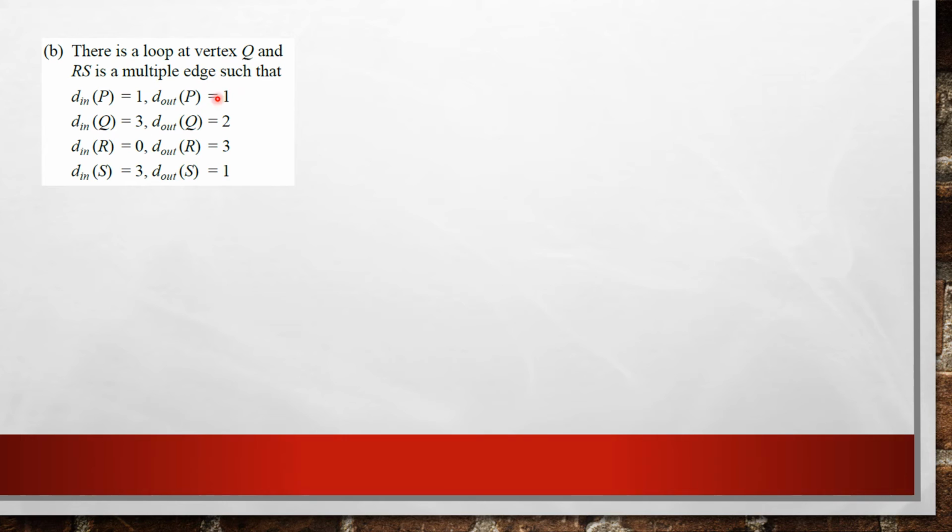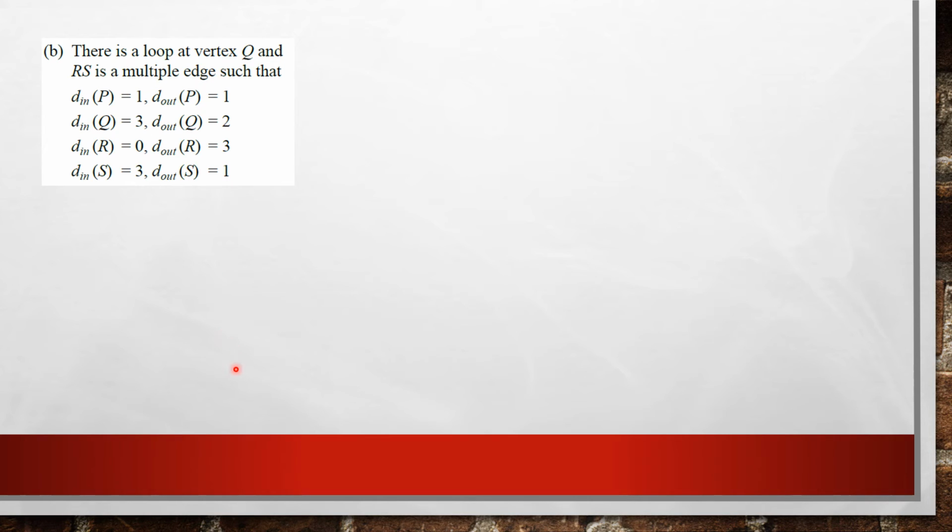So for part B, they give that there is a loop at vertex Q and RS is a multiple edge such that the degree in and degree out are given. Degree in P is 1, degree out P is 1, degree in Q is 3, degree out Q is 2, degree in R is 0, degree out R is 3, degree in S is 3, and degree out S is 1.